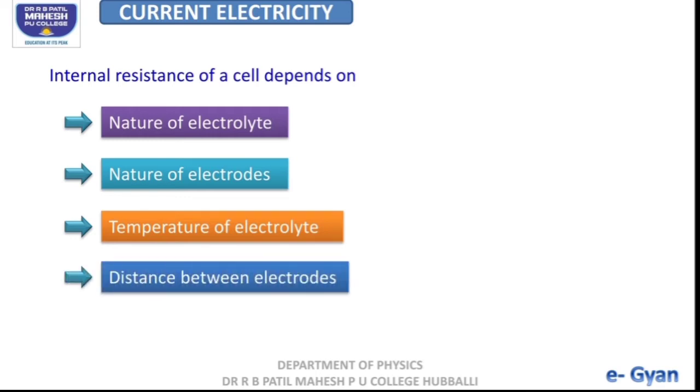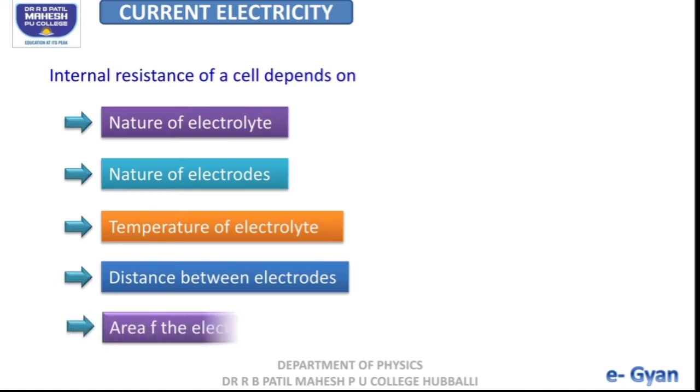Fourth one, distance between electrodes. Internal resistance is directly proportional to distance between electrodes. When the distance between electrodes is larger, then there will be more collisions between the ions and the electrons. Hence, internal resistance increases. Hence, by this we can conclude that internal resistance is directly proportional to separation between the electrodes.